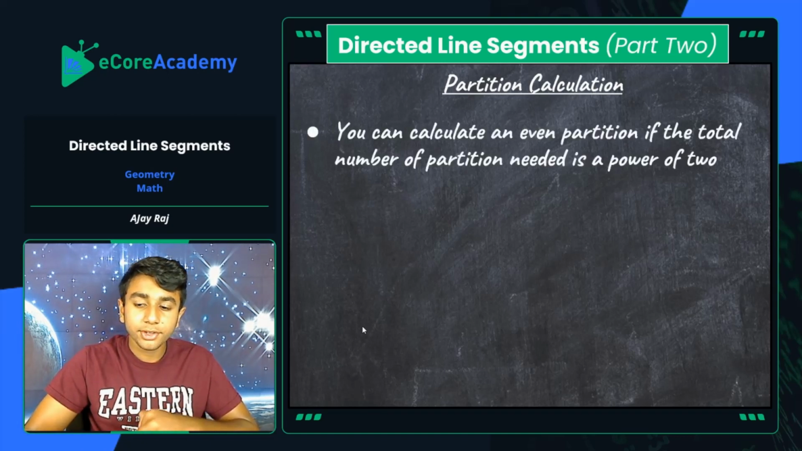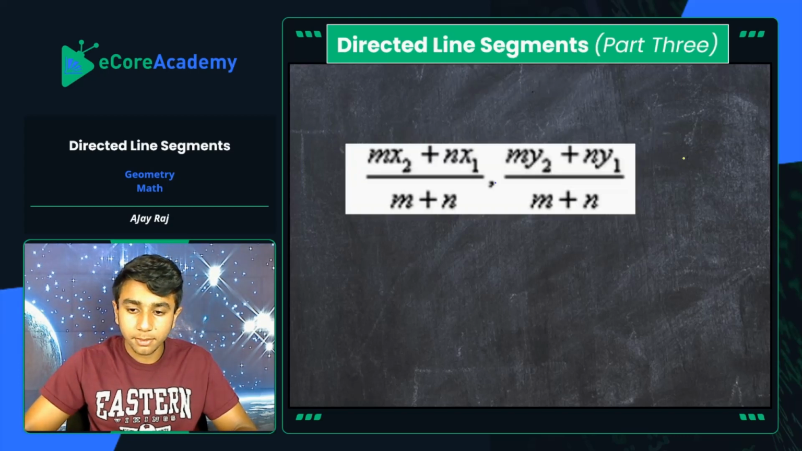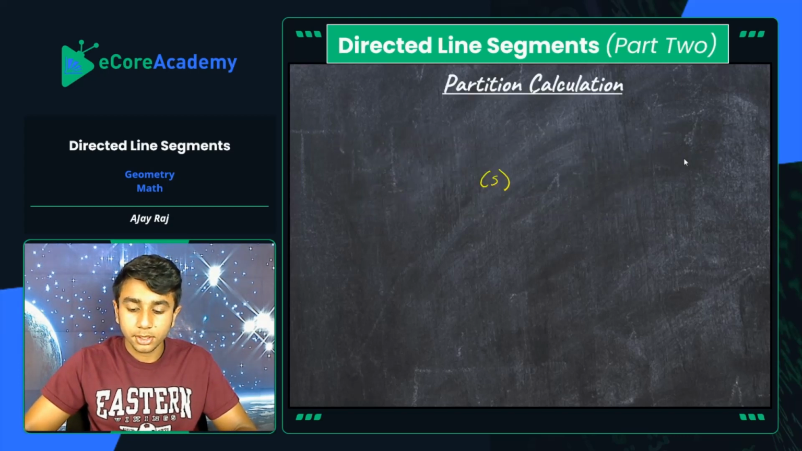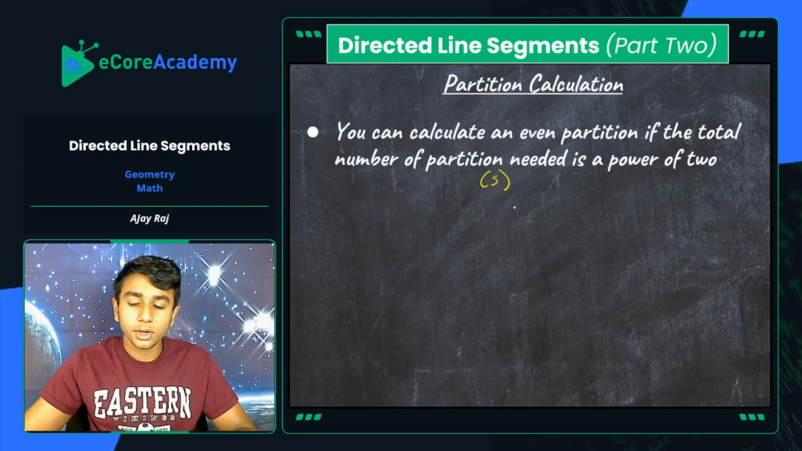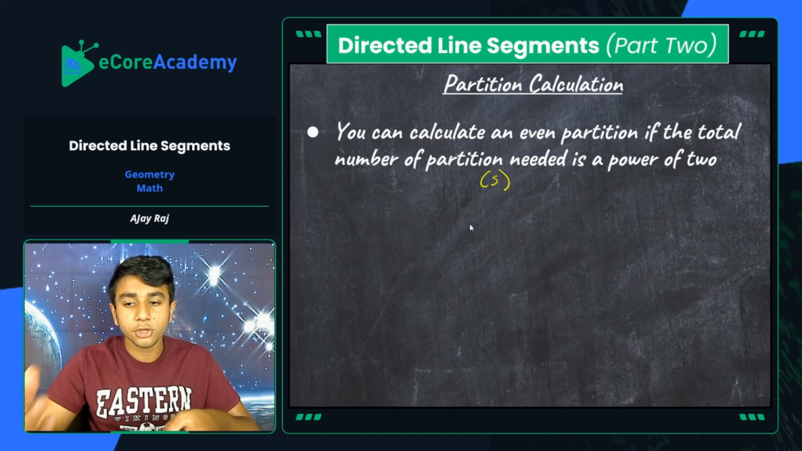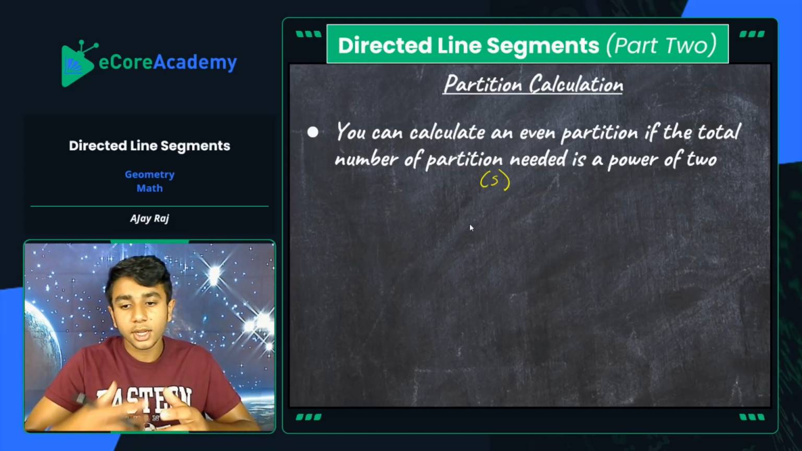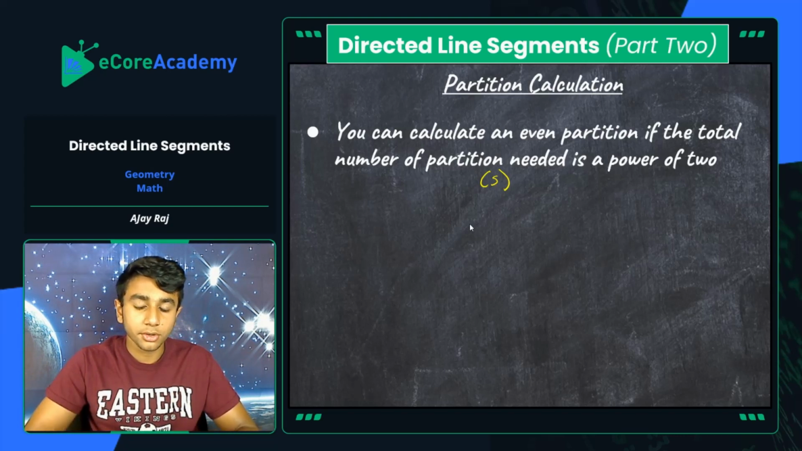So you can calculate an even partition if the total number of partitions needed is a power of 2. And what I mean by that is, if you have a ratio like 2 to 3, you would need 5 partitions, with 2 segments given to one side and 3 segments given to the other. Likewise, you would need to know how many partitions you need in total.